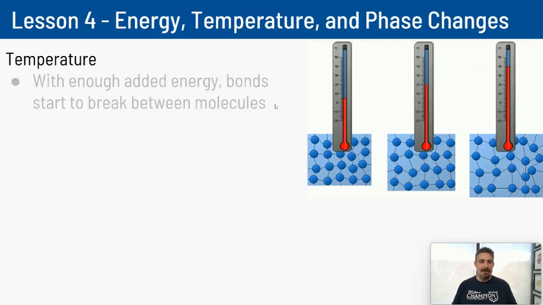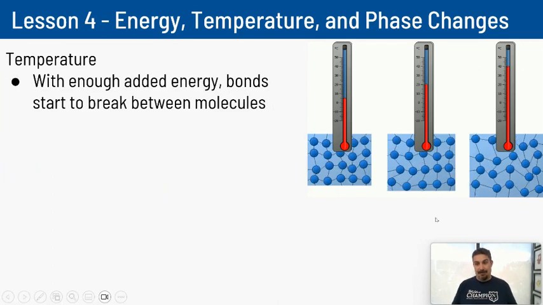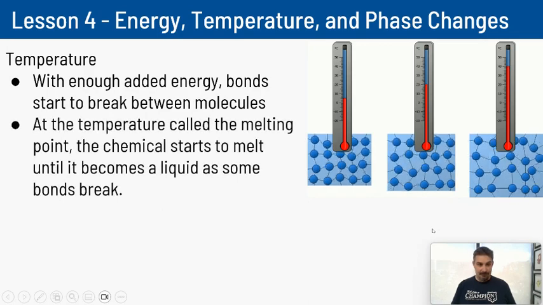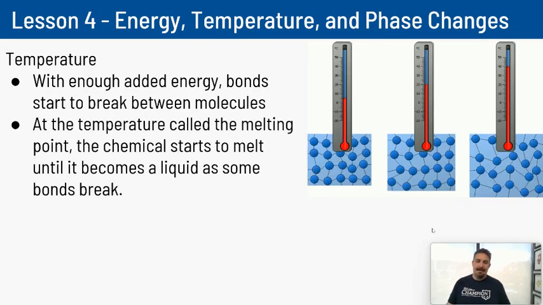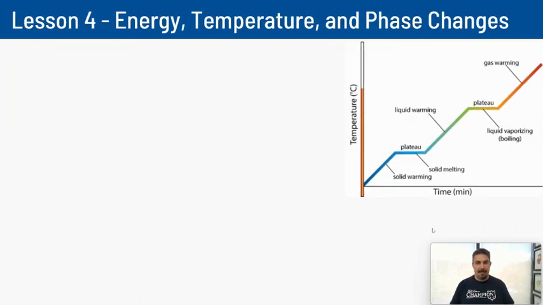Okay? So if we add enough energy, these bonds actually will break. That temperature is called the melting point. The chemical starts to melt until it becomes a liquid as these bonds are breaking. Now at the boiling point, the chemical begins to boil and individual molecules break all the bonds and they become gases. They just float off as a gas now.